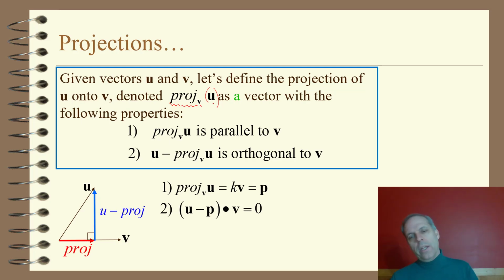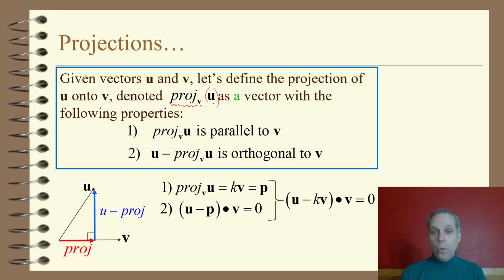But we also know that u minus the projection, u minus p, dotted with v has got to be 0, because u minus the projection is going to be orthogonal to v. Okay, so now all we have to do is take these things together. In the second statement, plug in what p equals, p being k times v. You then get this algebraic statement. Notice that u is known, v is known, k is the only unknown thing. Just use the properties of dot products, distribute the dot product v through, and solve for k.